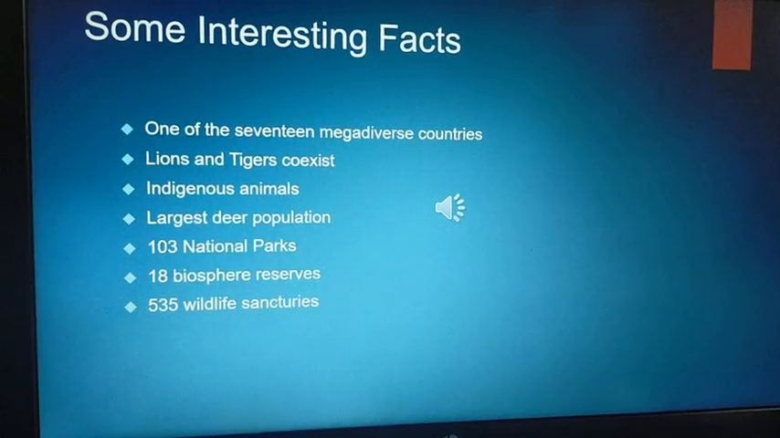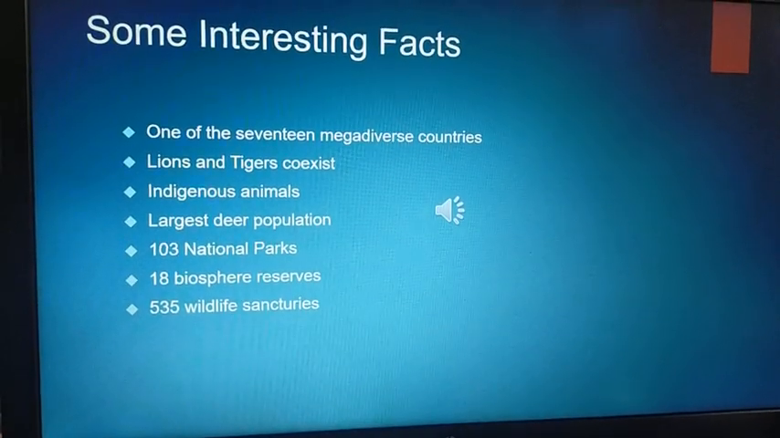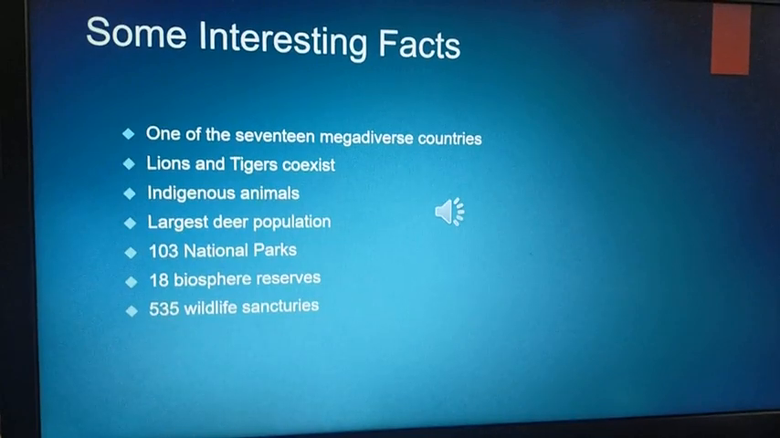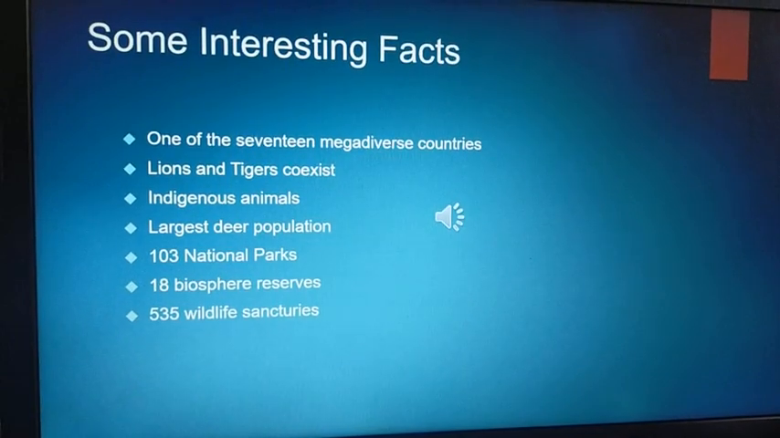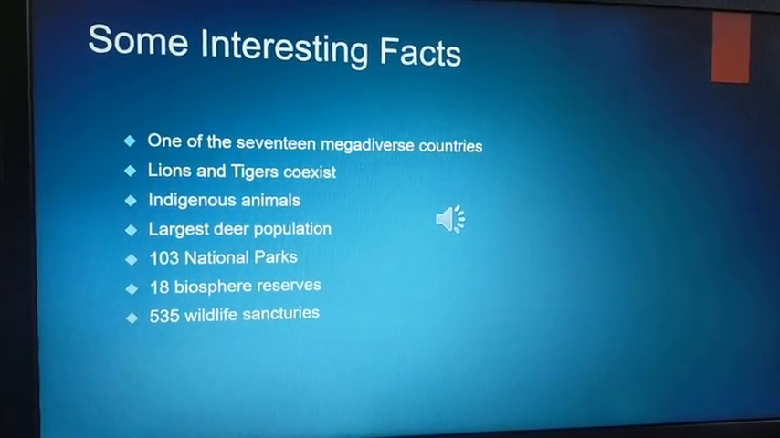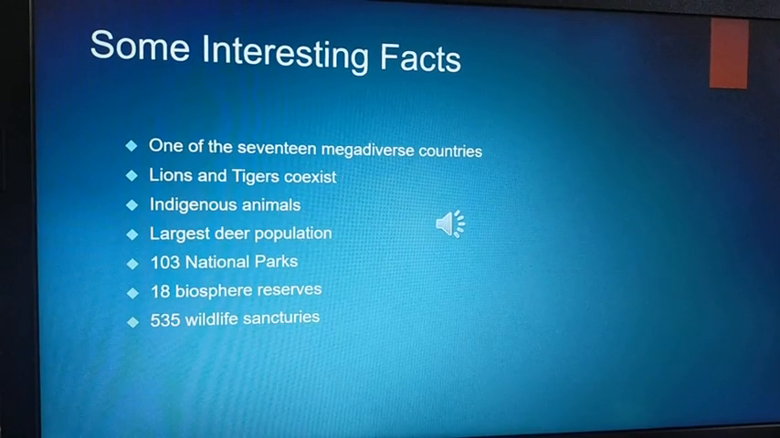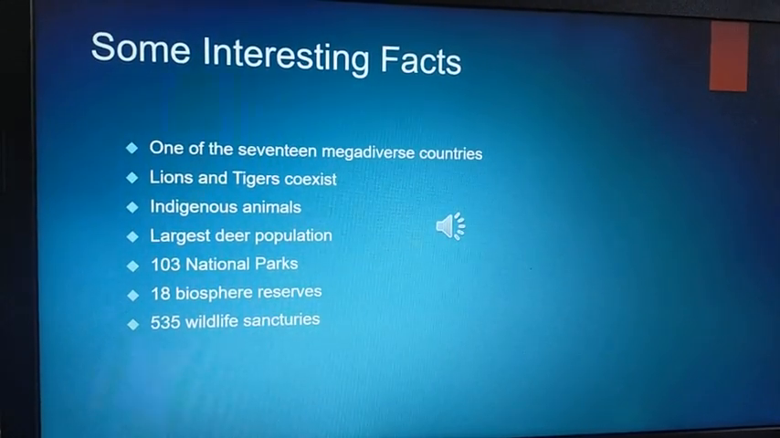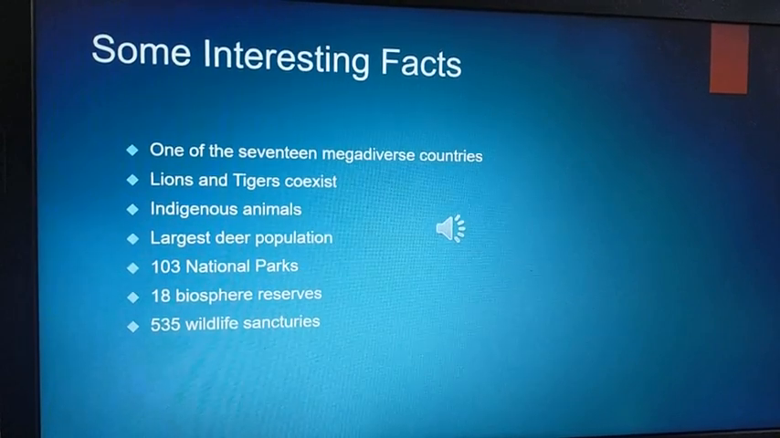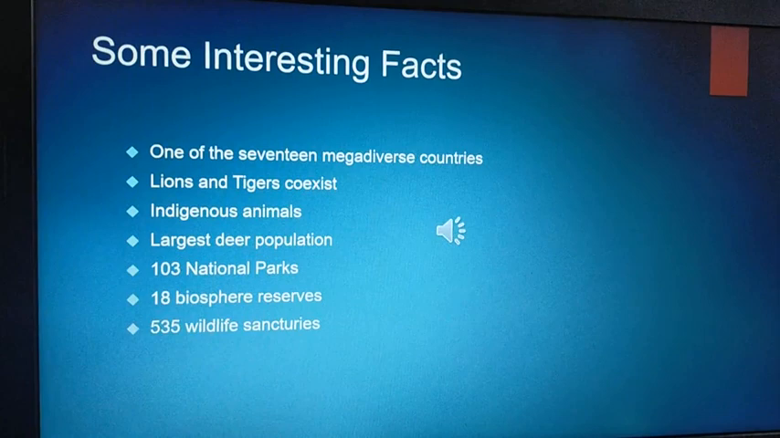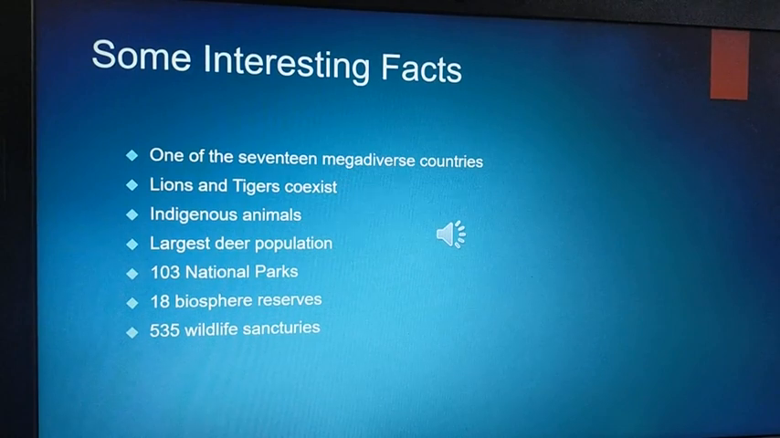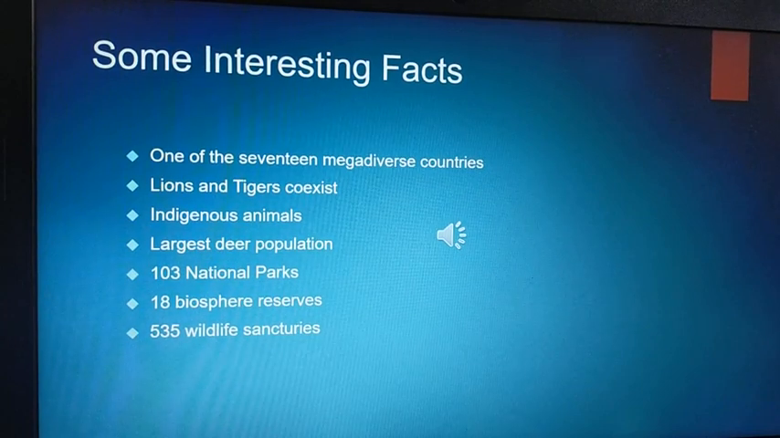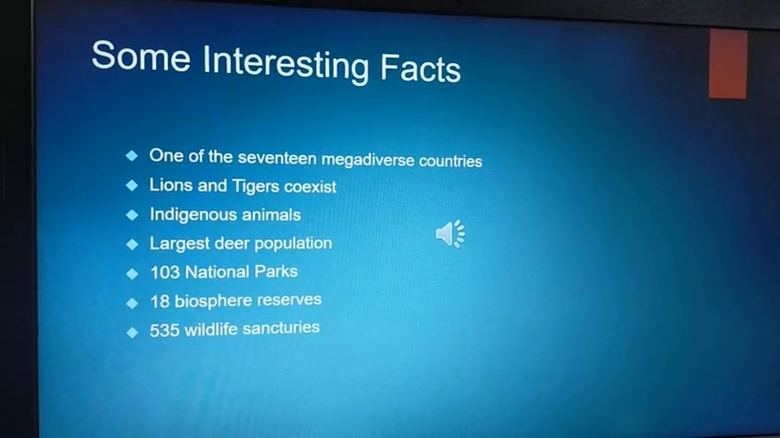India is one of the 17 mega-diverse countries of the world, and it is the only country in the world where lions and tigers coexist in the wild. It also has the largest deer as well as tiger population. A few species like the Indian sloth bear, the Chousingha antelope, and the majestic Barasingha are indigenous to the subcontinent only. This diverse wildlife is preserved in 103 national parks, 18 biosphere reserves, and 535 wildlife sanctuaries spread across the country.